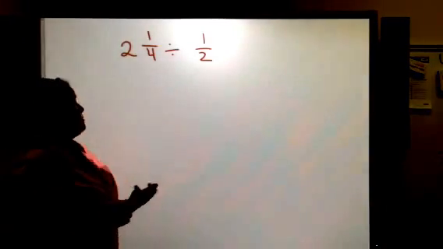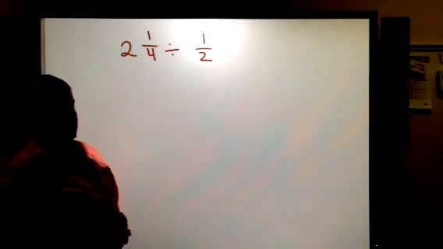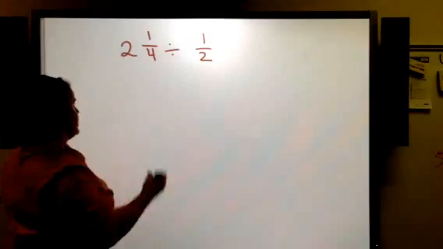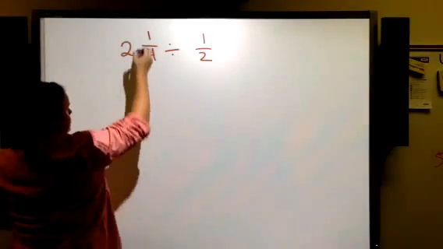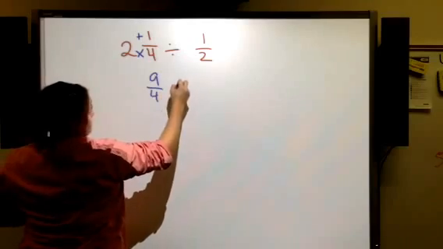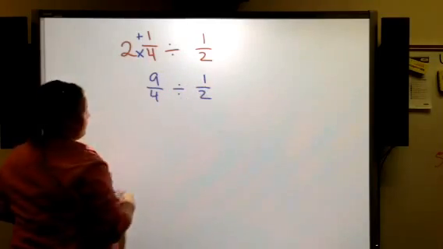Our first step is to make the mixed number into an improper fraction. We do that by multiplying the number of wholes times the parts that make a whole, the denominator. So 2 times 4 is 8, plus the numerator is 9. So we have 9/4 divided by 1/2.